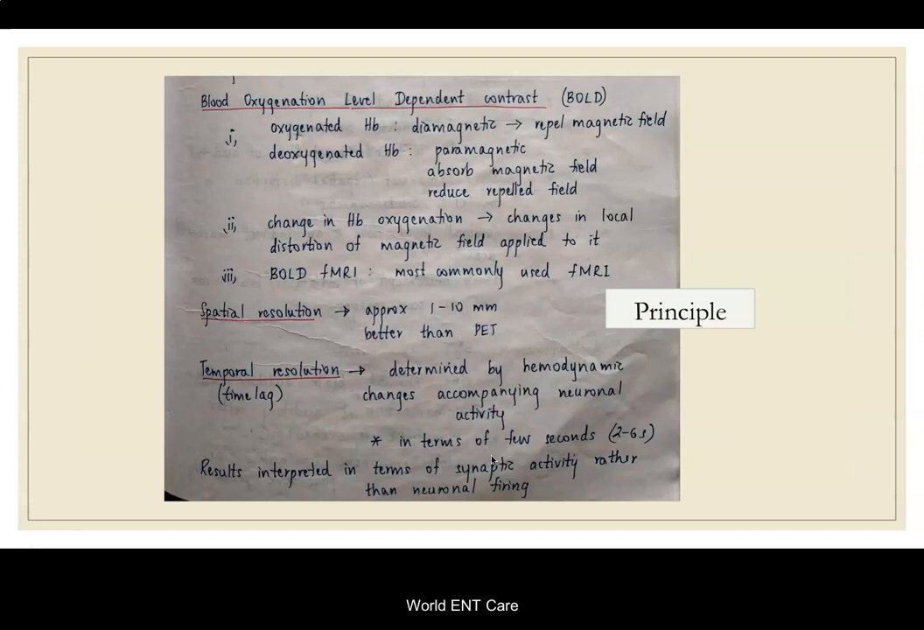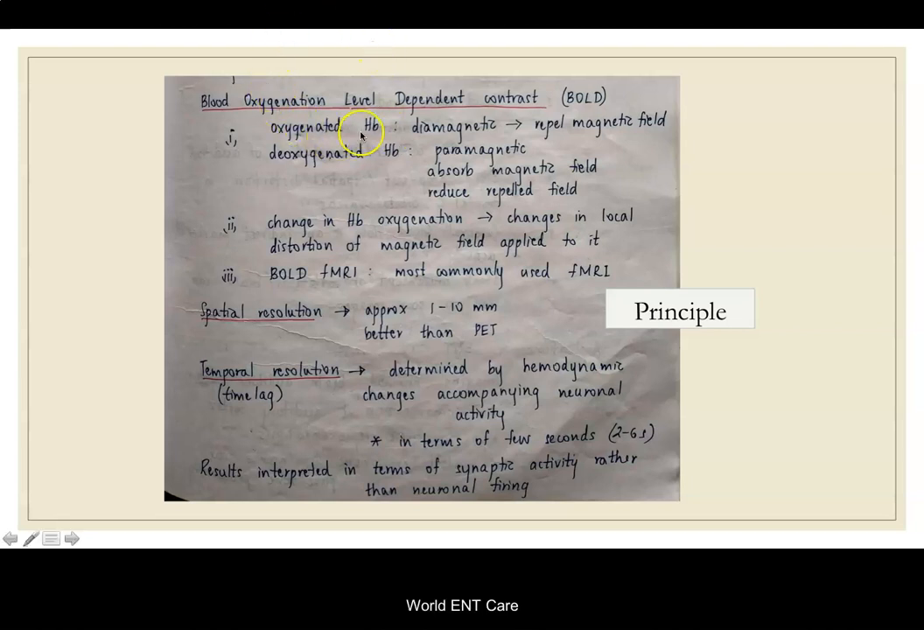As we discuss the principle, the most common functional MRI principle is the blood oxygen level dependent contrast. So the BOLD MRI is the most commonly used functional MRI. In this, we use hemoglobin. It's an endogenous contrast. You don't have to provide anything from outside or intravenously. It is there inside your body.